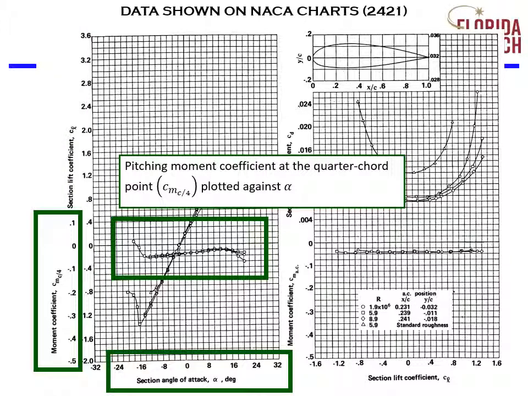Information on pitching moment coefficient at the quarter chord point is found in the dark green boxes. Again, we assume the aerodynamic center is near the quarter chord. Note, the plots on the left side of the chart have angle of attack on the x-axis.